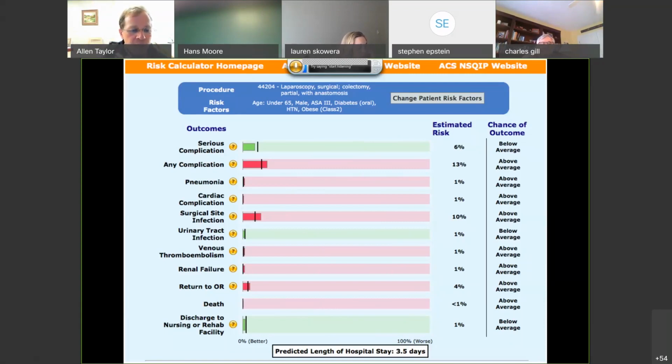And it includes other outcomes such as surgical site infections, venous thromboembolism, renal failure, return to the operating room, overall death, or discharge to nursing facility. And you see at the very bottom, predicted length of stay is 3.5 days.